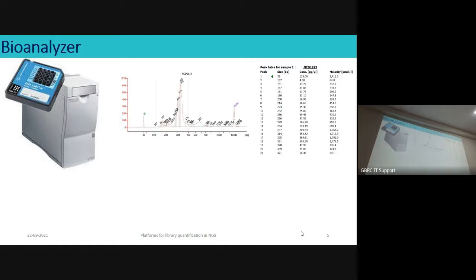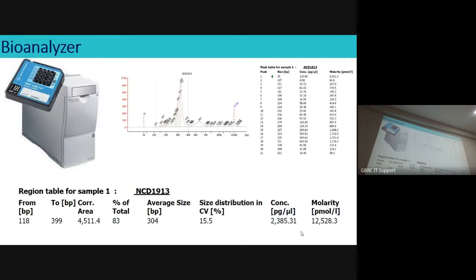That's why, for example, if you have any adapter dimers or primer dimers in your library, even though its peak is minute compared to your library, because its size is very small, its picomolarity will be much higher. So that must be removed.